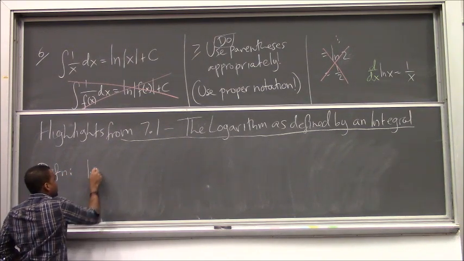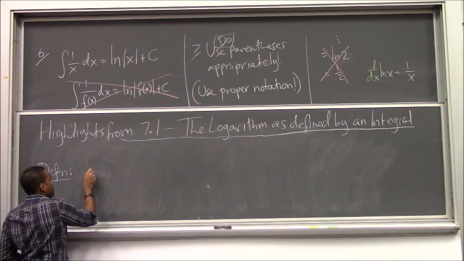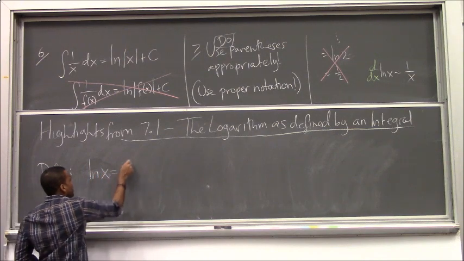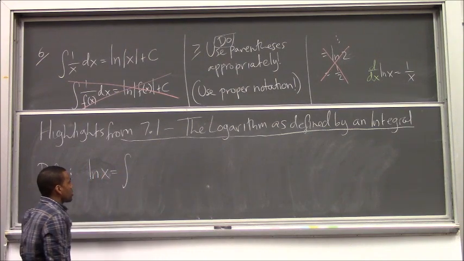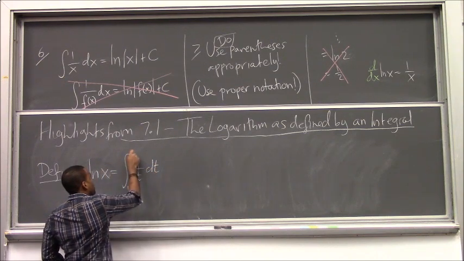They said ln x, our definition, this is short for definition. Our definition of the function ln x is going to be the integral of 1 over t dt from 1 up to x.